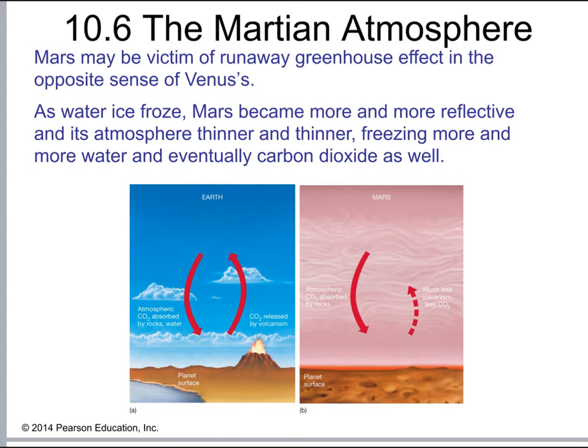But on Mars, the greenhouse effect seems to have worked in an opposite way, because as the surface of Mars got cooler, the water ice froze, and that made Mars become more and more reflective. So more of the sunlight that hits Mars, instead of heating up the planet, gets reflected into space. And as its atmosphere got thinner and thinner, eventually it got cold enough for the carbon dioxide in the atmosphere to freeze as well.